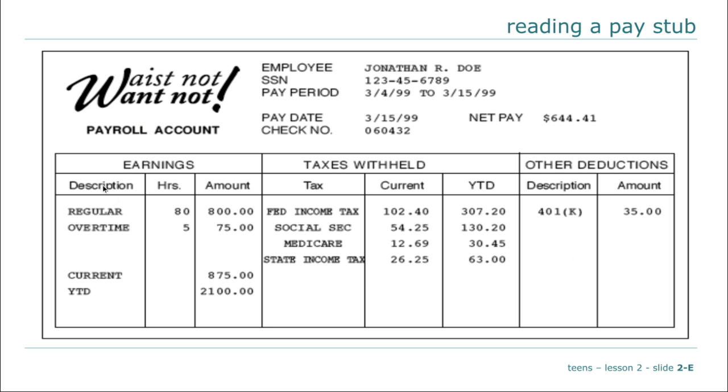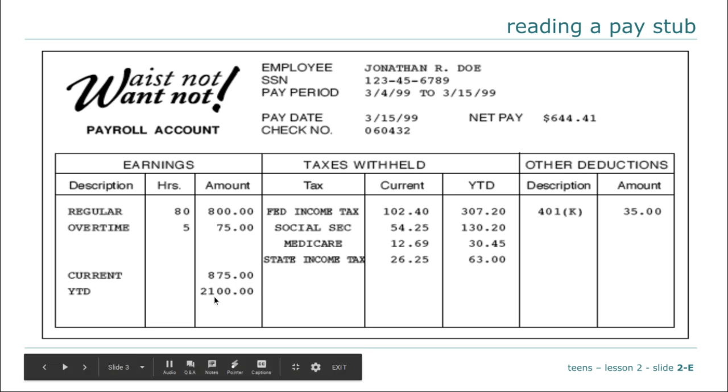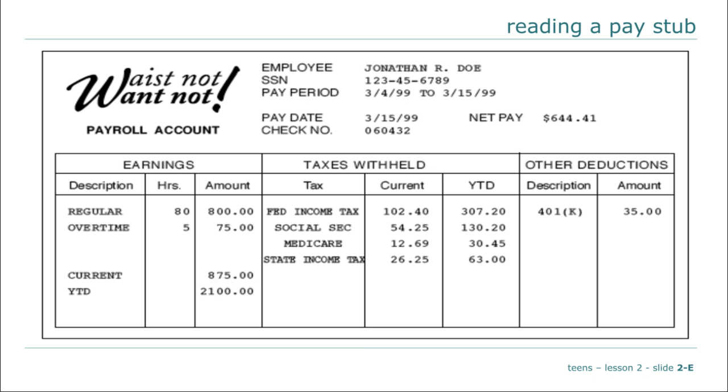So here's my earnings, the description, the hours, the amount. Regular hours, 80 were worked, $800 was the amount paid. So that's $10 an hour. Overtime, Jonathan Doe worked 5 overtime hours. In this case, overtime is time and a half, so $15. So the amount paid is $75. Jonathan Doe's current rate of pay is $875. So you're adding the 800 plus the 75. Year to date, so far for the year, Jonathan Doe has earned this amount in pay.